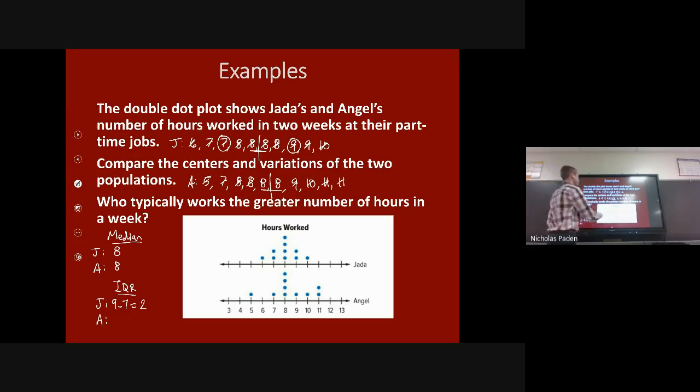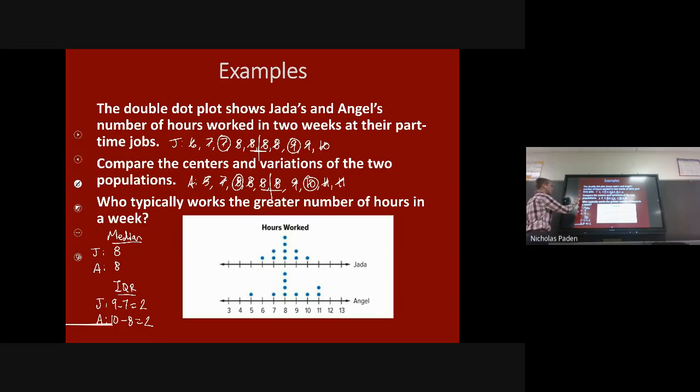Do the same thing with Angel. Find the median of the lower half, which is 8. Median of the upper half, which is 10. So 10 minus 8, look at what we get. We get 2 as well. So their medians are the same and their IQRs are the same. So let's answer this last question.